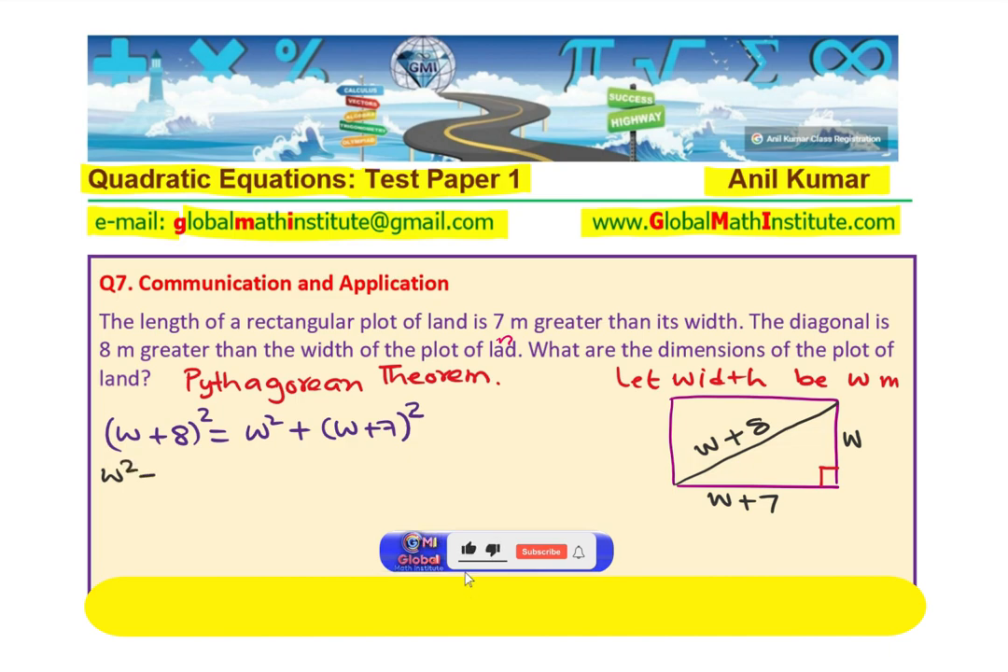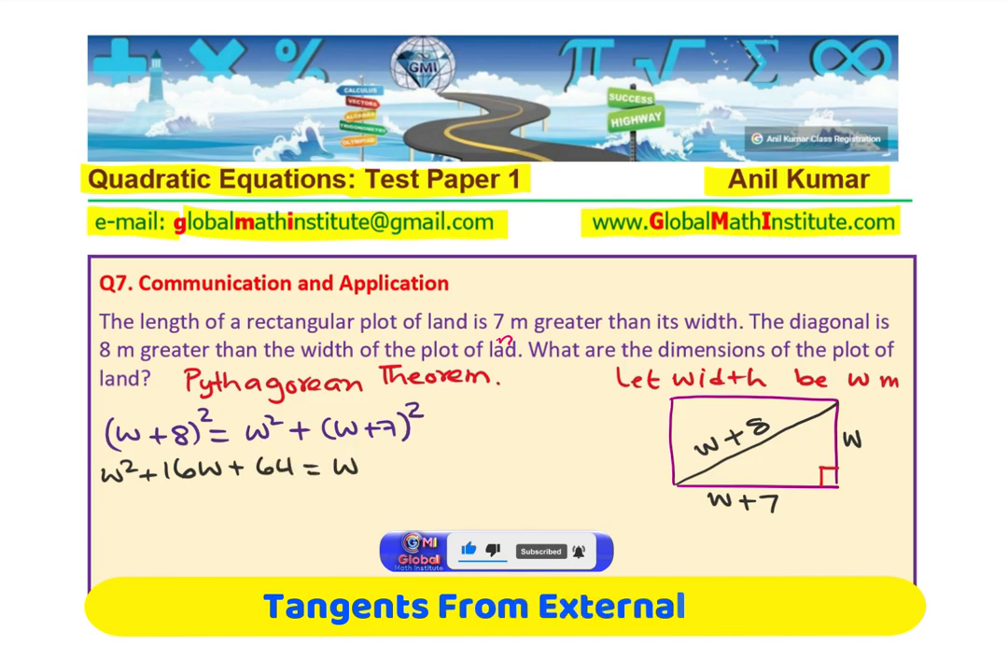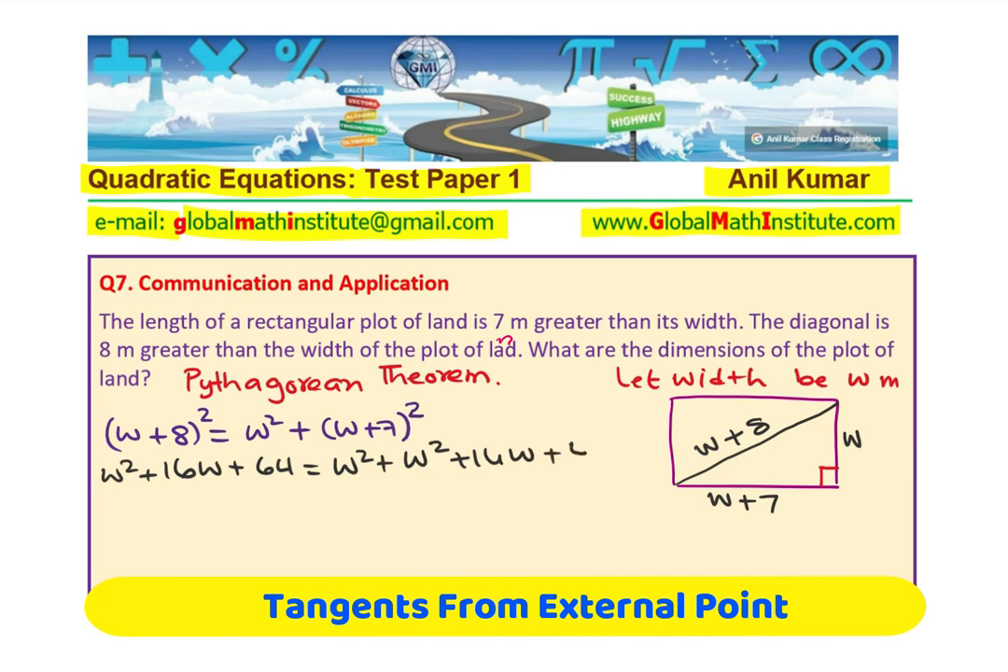Perfect. Now let's expand this and figure out the solution. We get W square plus 2 times 8 being 16, 16W plus 8 square, which is 64. We get W square plus, now expand the other factor, plus 14W plus 7 square is 49, correct? So we applied the formula, which is A plus B whole square, and that is equal to A square plus 2AB plus B square, right? So you should remember the formula also correctly.